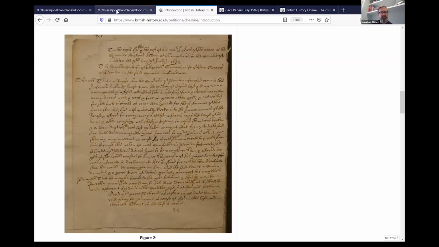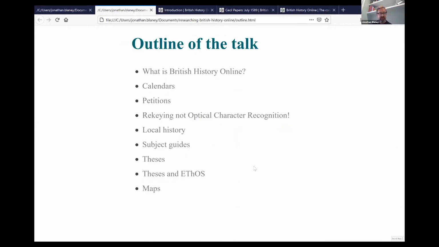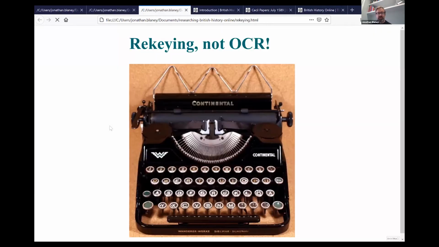And talking of transcription, Simon said I would cover this, and I will. This big question of rekeying and OCR, optical character recognition. This is a key distinction when using any online resource, so it's well worth being aware of it.